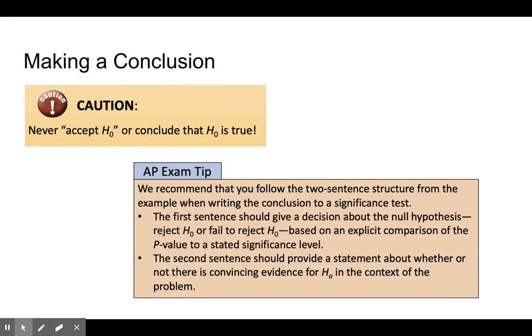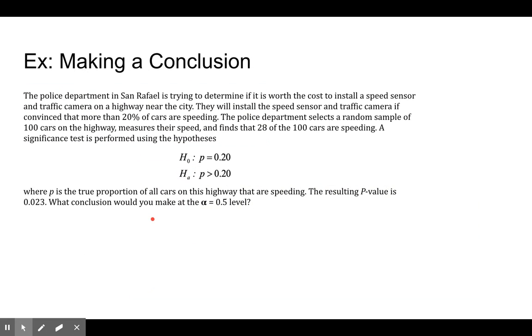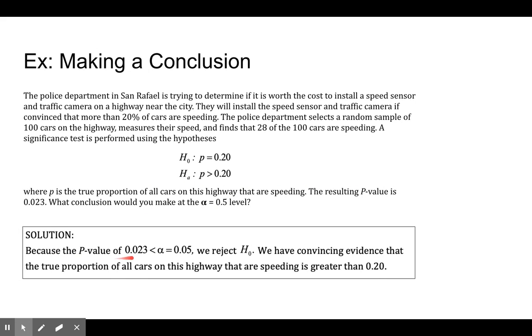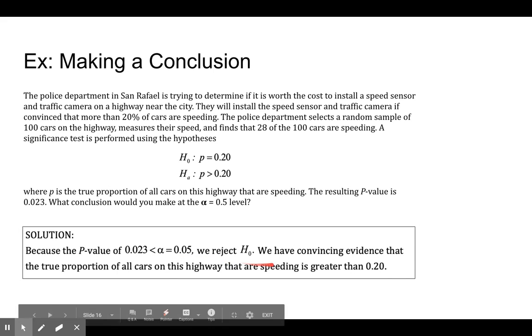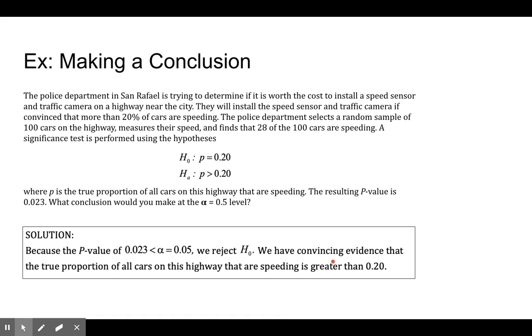The first sentence should give a decision about the null hypothesis. We either reject H naught or fail to reject H naught based on an explicit comparison of the p-value to a stated significance level. The second sentence should provide a statement about whether or not there is convincing evidence for H alternative in the context of the problem. So if you go back to this previous example, we can see that we have that first sentence, we reject or fail to reject. In this case, we rejected H naught. And then we talk about the evidence that we have for the alternative hypothesis.